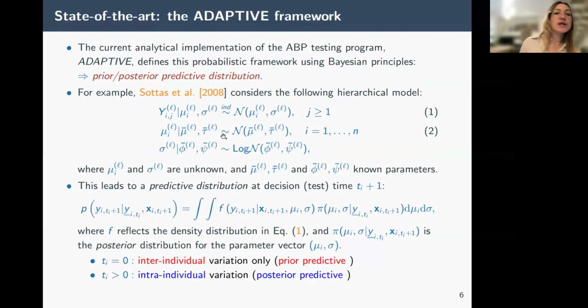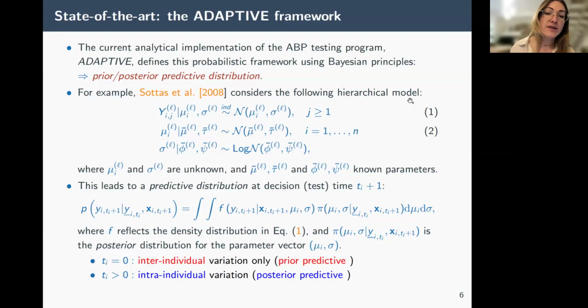And the model currently implemented, of course, reflects the biomarker which is under consideration. For example, within the haematological model, where we have hemoglobin and the OFF score, this is the model proposed in 2008 by Sottas and colleagues.